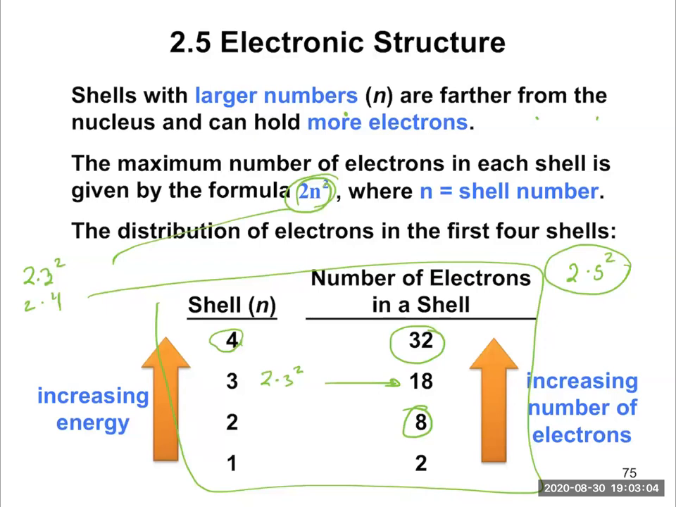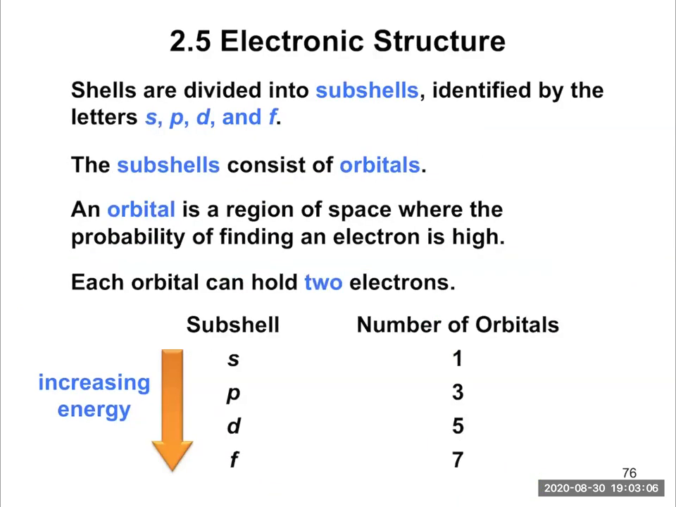Now, the shells are divided into subshells. So basically what I'm saying is, think of a shell being this big. Let's say that's how n=2 looks. So within here, you're going to have compartments. Those are called subshells. You can have s and you can have p.